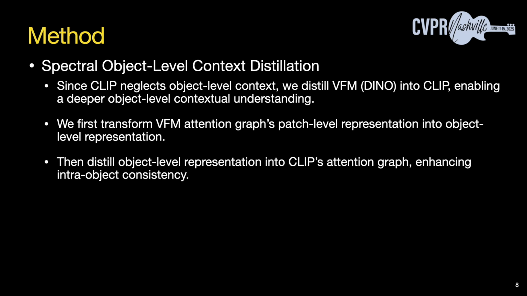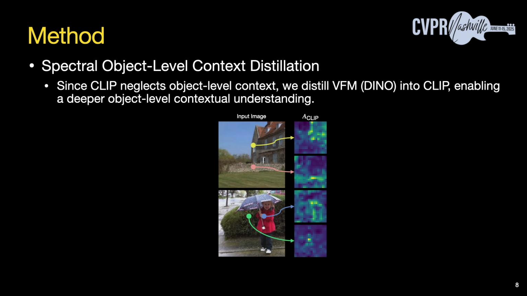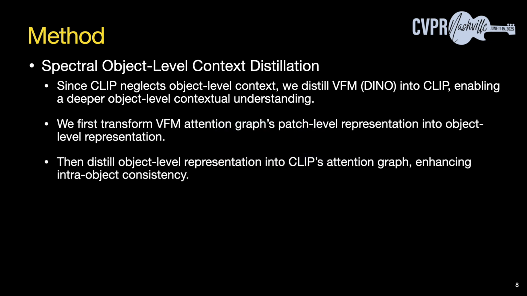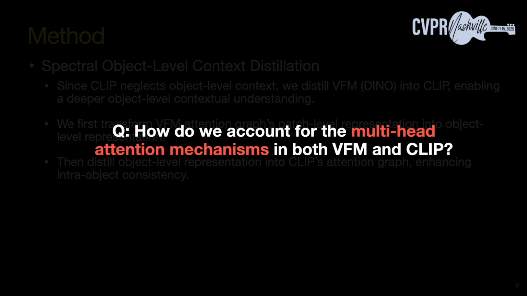Now let me explain our proposed method. Although we modified the CLIP attention map, it still lacks object-level context. To address this, we propose spectral object-level context distillation. This method enhances intra-object consistency by transforming VFM's patch-level attention graph into object-level representations and distilling these into CLIP's attention map. However, a question remains. How do we account for the multi-head attention mechanisms in both VFM and CLIP?